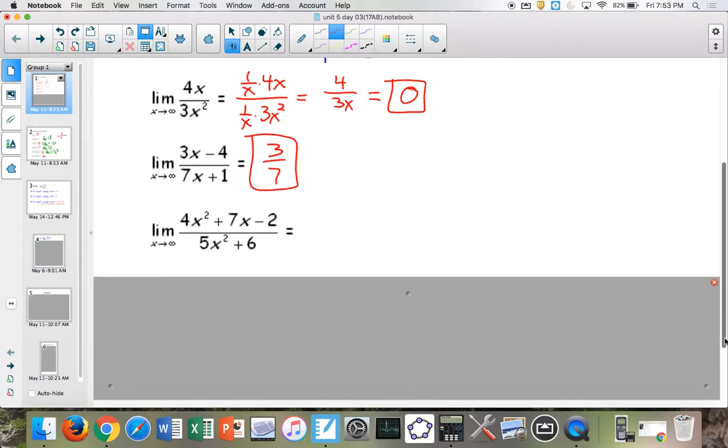So we can make these as complicated as we want, where we have a polynomial divided by a polynomial. In this case, because we have x squared terms, the term that has an x in it on top, 7x, as x gets really, really large, even though 7x is very large, 4x squared is so much larger that the 7x is really not going to matter much. And also the minus 2 will have very little effect. So what we're really focusing in on is the 4x squared over 5x squared. And once again, that's going to simply be a ratio of 4 over 5.